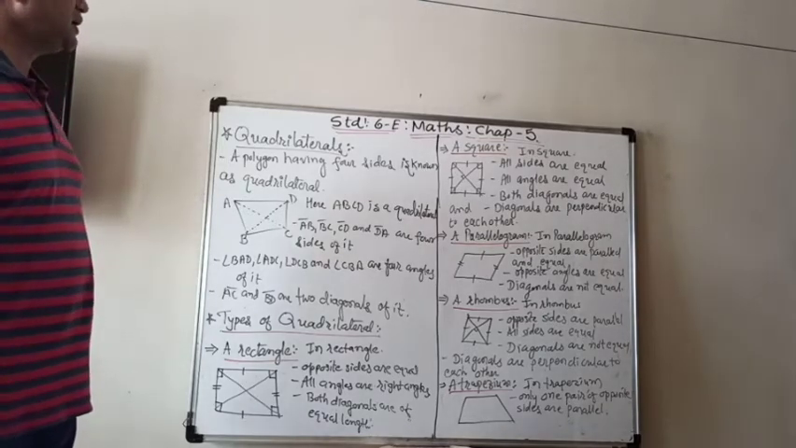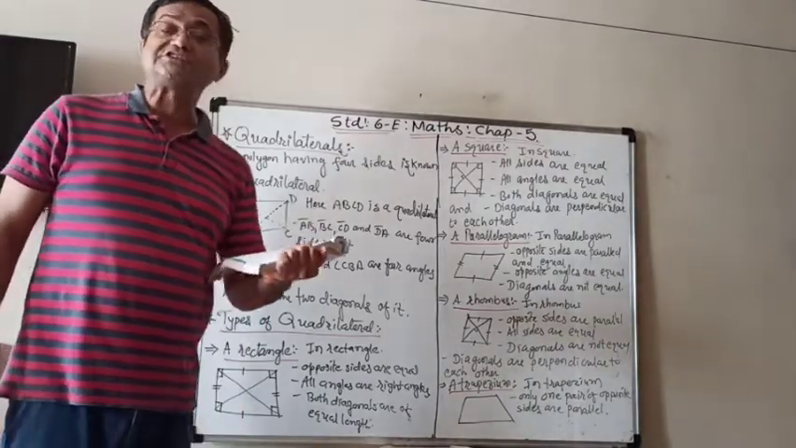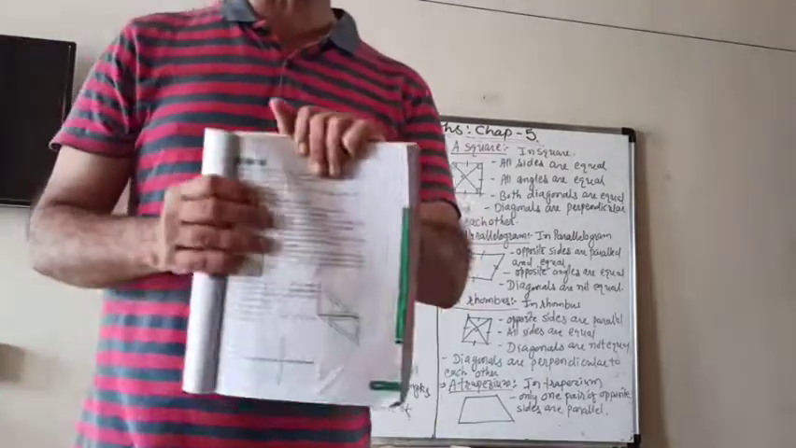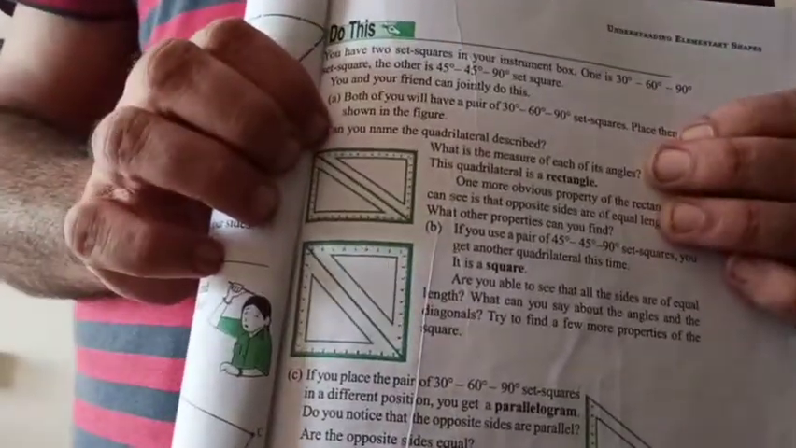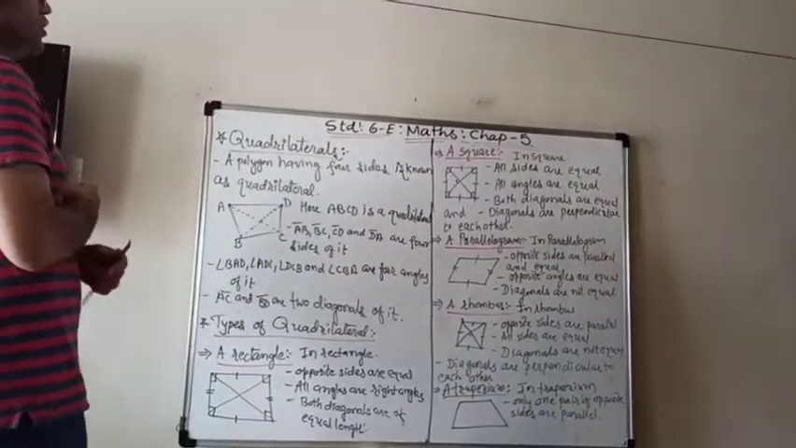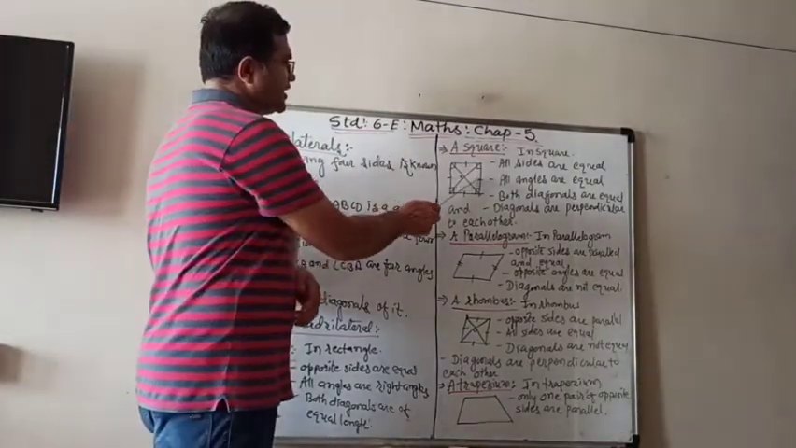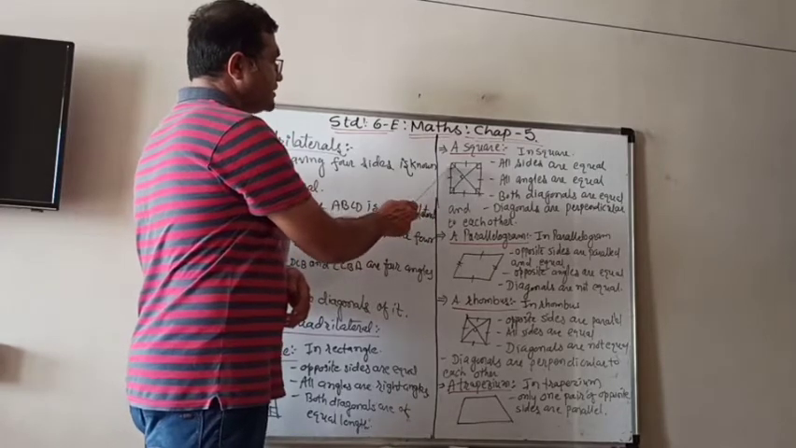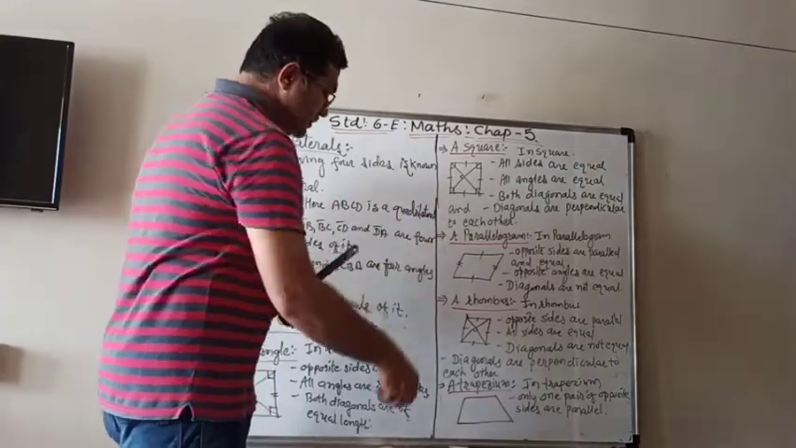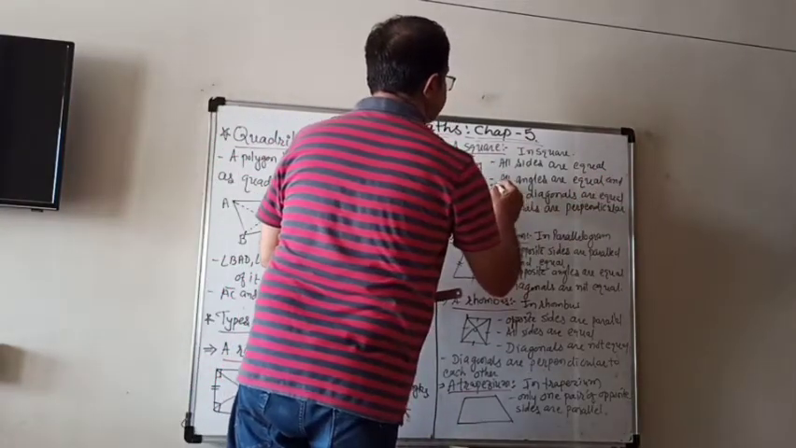Now, the other is the square. So if you arrange the small set squares, the same way we arranged the bigger ones, then you can see that all the sides are equal, and that quadrilateral is known as a square. So in a square, you can see that all the sides are equal, all angles are also equal, and they are right angles.